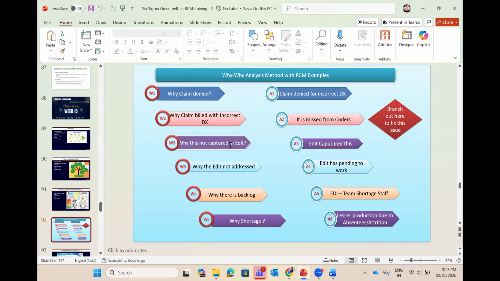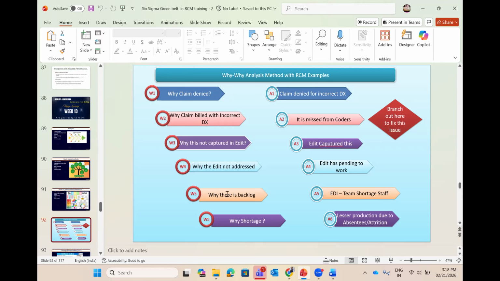Why was this not captured in the edit? I'm taking coders into a different branch. If they can make a mistake, I am fixing the edit. Why is the edit a mistake? The edit did not capture that particular thing. Then why was the edit not addressed? The edit is captured, but no one addressed it. So the edit has been pending to work.